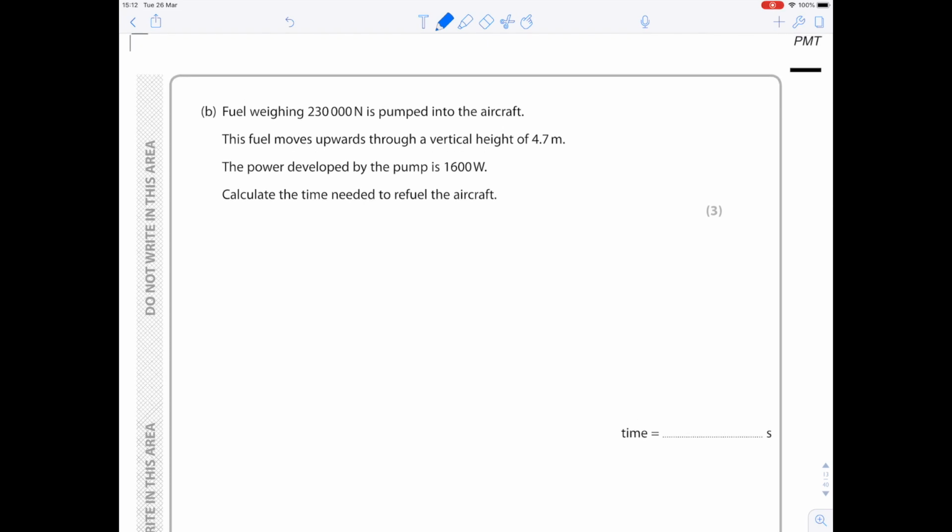So it's really essential that you identify all the information you've been given. Because this is in newtons, it's either force or weight. We have a height here. We have power. And we're being asked to calculate time. So we need to try and work out which equations we'll need. Now, the equation linking power and time looks like this. And that states that energy is power times time.